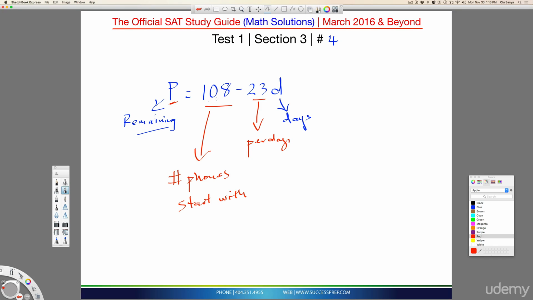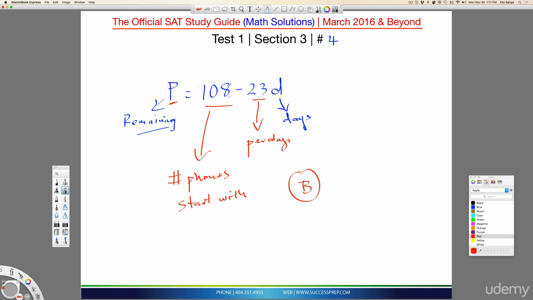So as a result, this 108 is what she started with, and that's why the answer here will be B, because B says Kathy starts each week with 108 phones to fix. So this 108 represents the number of phones that she starts with for that week, and the answer to this question is B. So it's really just studying the equation given.